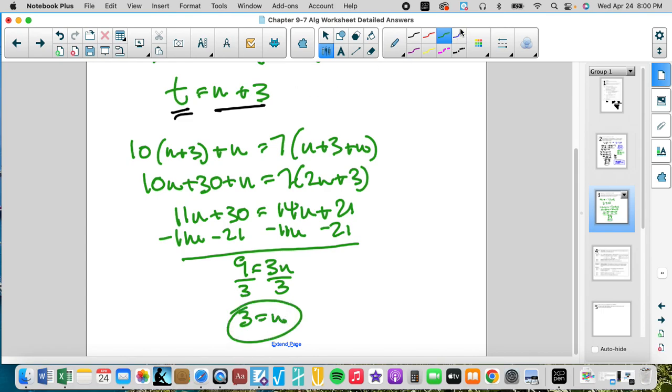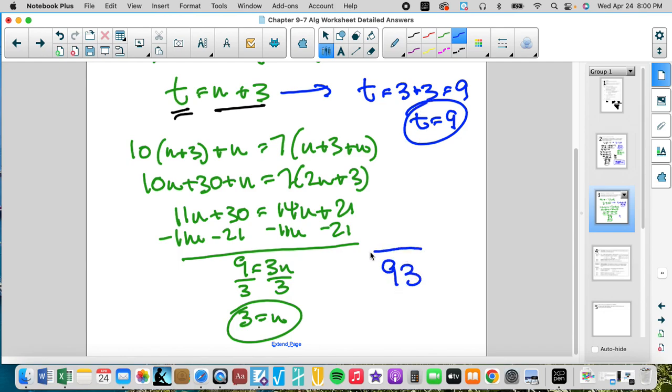And then we can go here, and we can say t equals 3 plus 3, which equals 6. So the tens place is 6, so my number is 63.